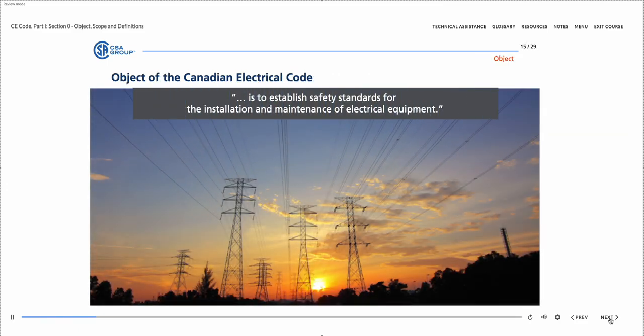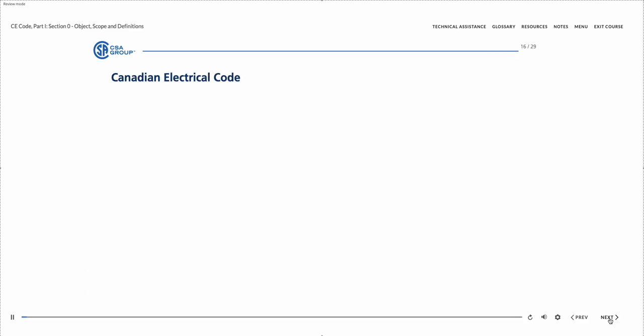The object of the Canadian Electrical Code is to establish safety standards for the installation and maintenance of electrical equipment. In its preparation, consideration has been given to the prevention of fire and shock hazards, as well as proper maintenance and operation. In order to prevent fire hazards, use the following rules.